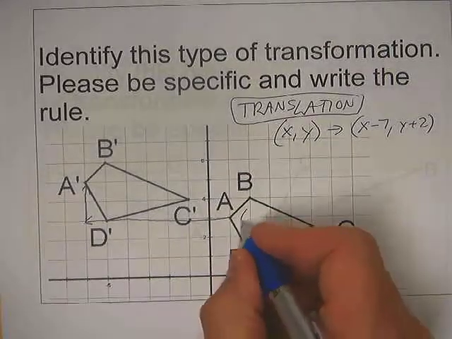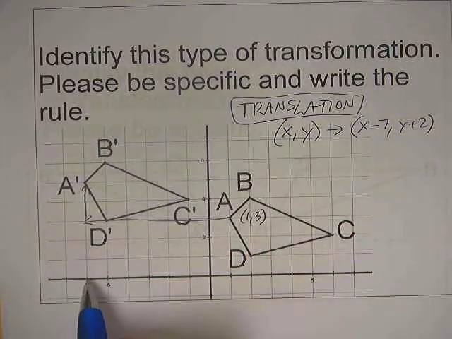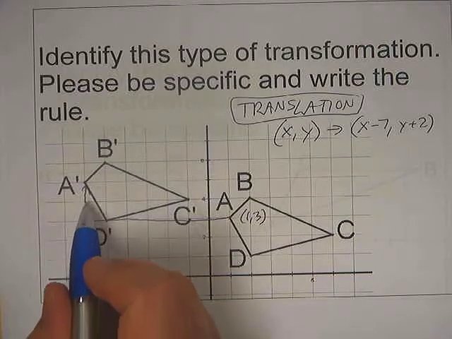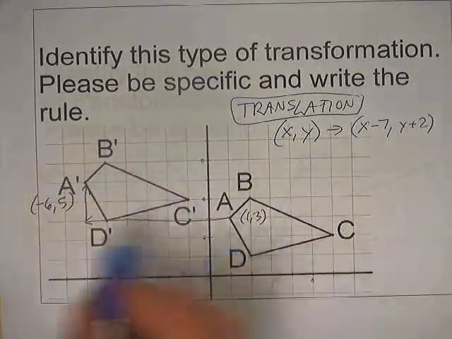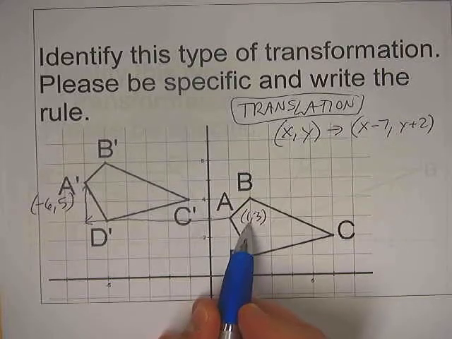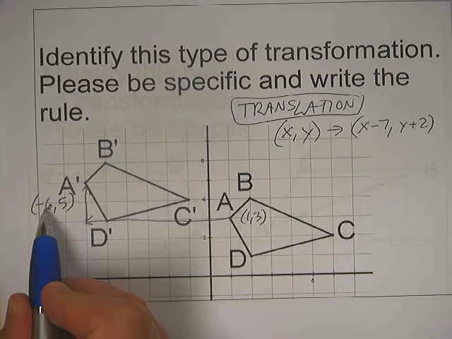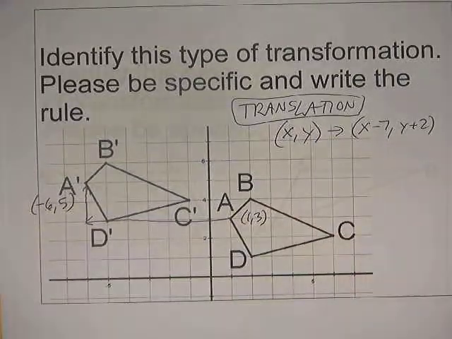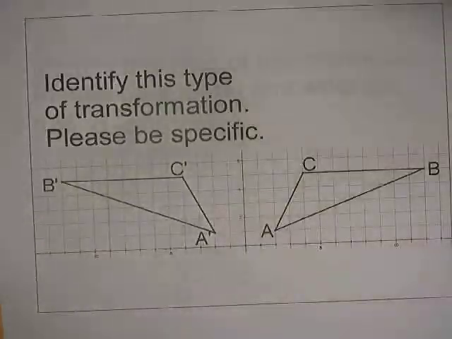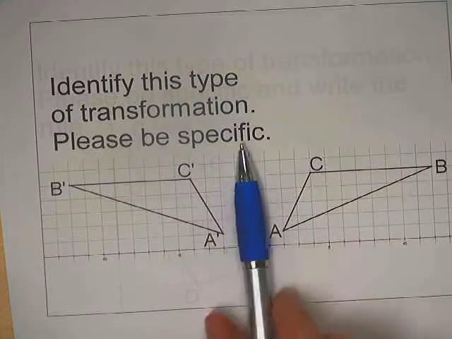Another way you could think about this, if you're not sure how to do that, is if you look at the coordinates of A, which are 1, 3, coordinates of A prime, which are negative 6, 5. Going from here to here, you see I'm going from 1 minus 7 gives me negative 6, and 3 plus 2 gives me 5. So you need to know both of these for the exam.